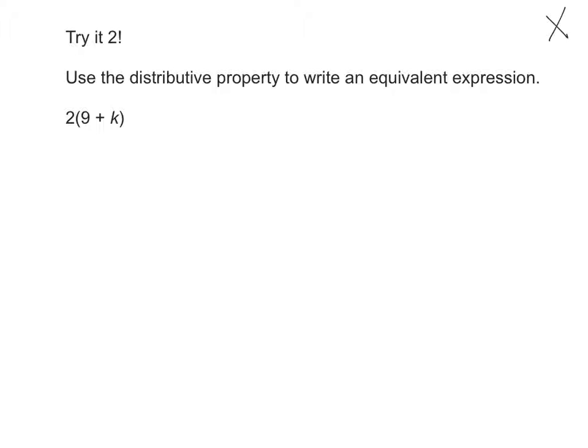Looking back at your previous example problem and using the same steps, here's some different numbers, different variables, but I think you can do it. Write me an equivalent expression, not necessarily simplified, but equivalent using the distributive property of 2 times the quantity 9 plus k.